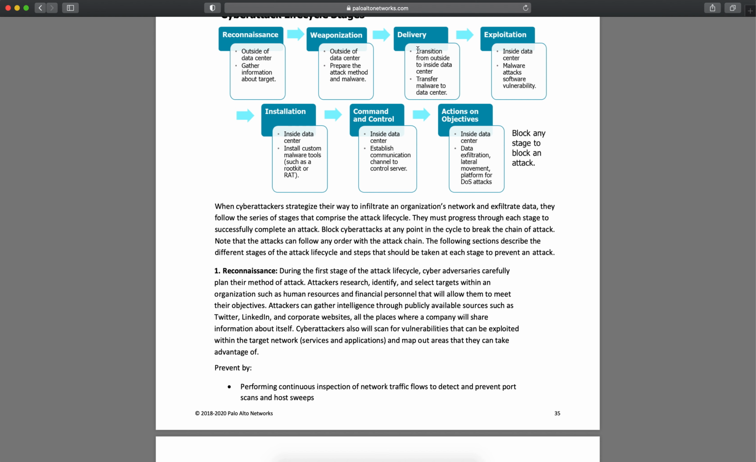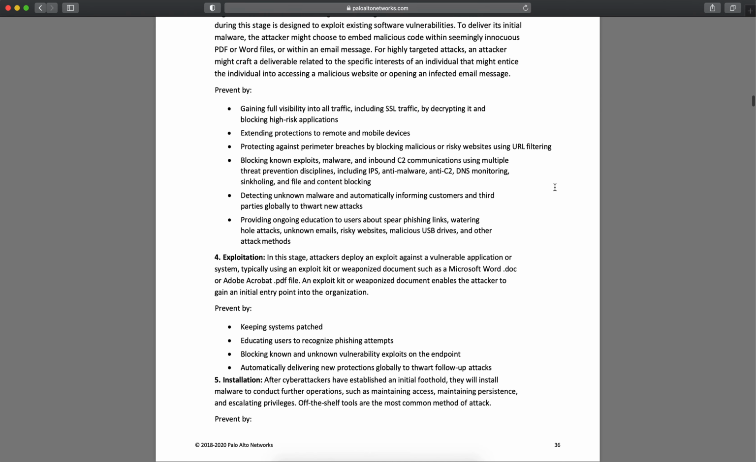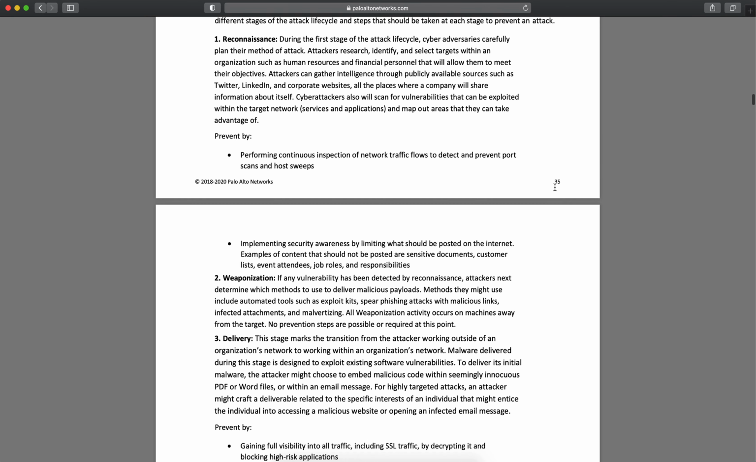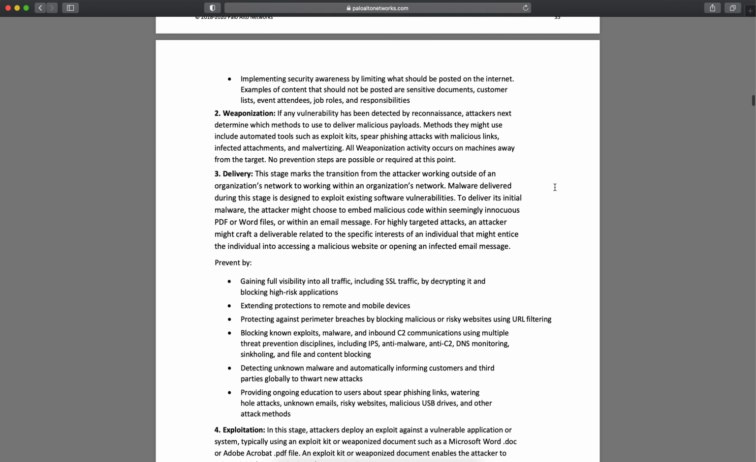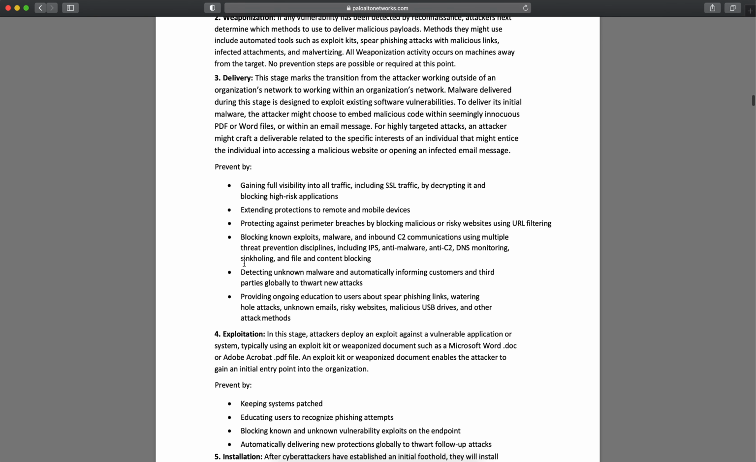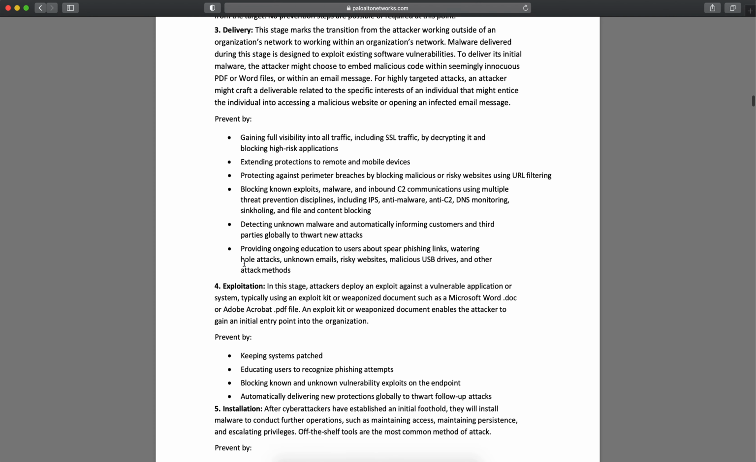If you're locking down the proper ports, if you're doing analysis on who's sending you emails, that's going to keep that from getting delivered. None of the stages beyond that would ever occur. And it also kind of shows you on the study guide what you can do to mitigate some of these steps. So delivery says you can prevent the delivery by getting full visibility into the traffic.